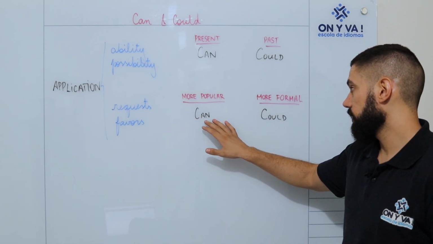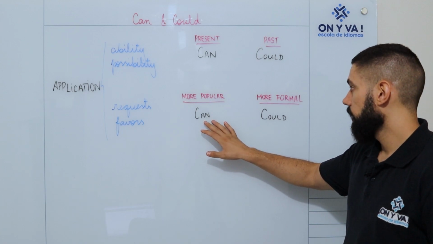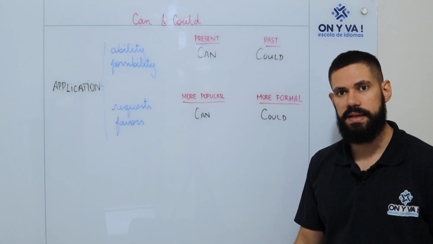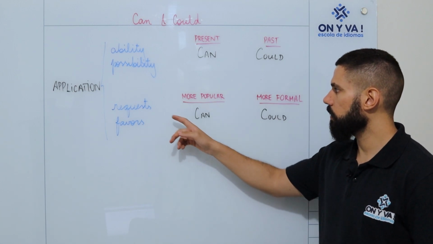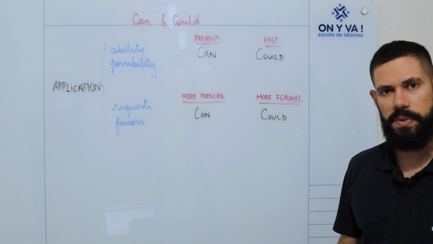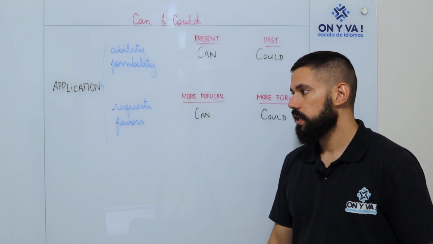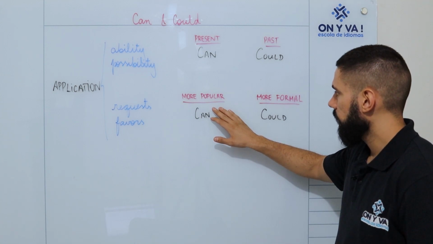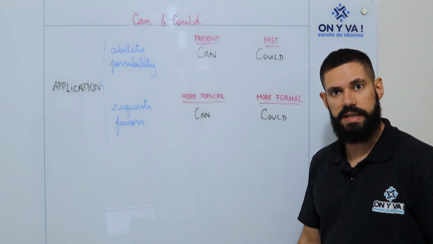But you can tell your mom, Mom, can you help me, please? Can you help me? So we are requesting. Can you help me with my homework? So you can use can, no problem. It's more popular and it's more common in our conversation, in our day-to-day.